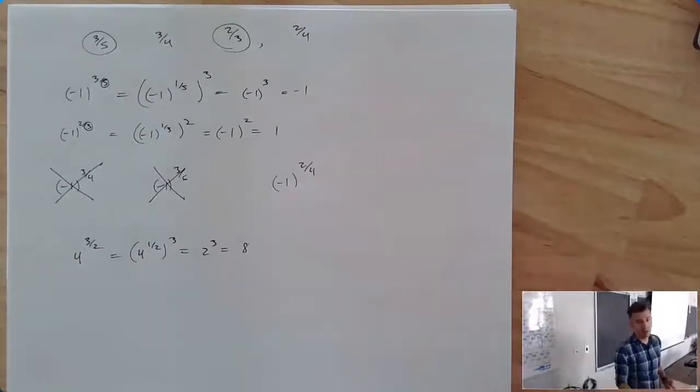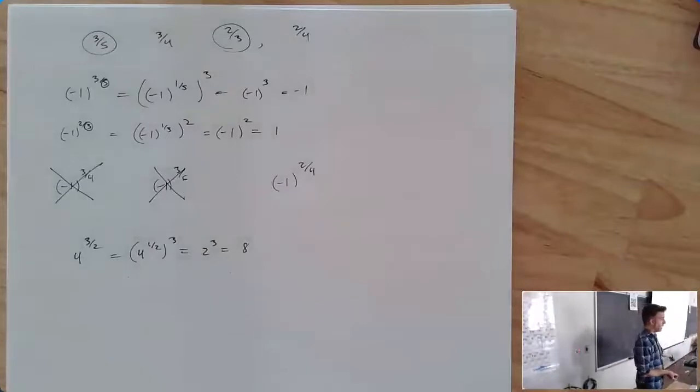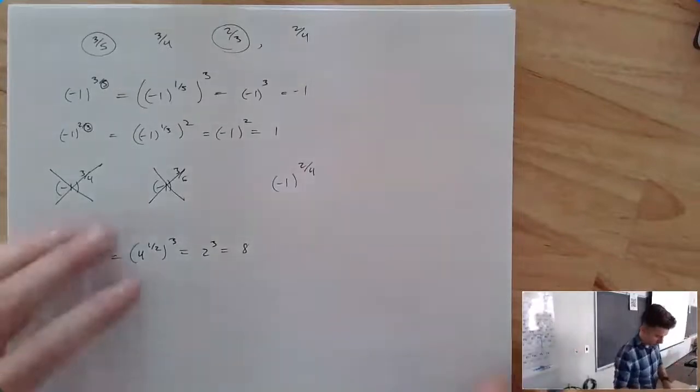So basically, the real thing is you can only take odd roots of negative numbers. Sorry, let me back that up. You can take odd roots of anything. You can only take even roots of positive numbers, is what I should say. You can't take even roots of negative numbers.